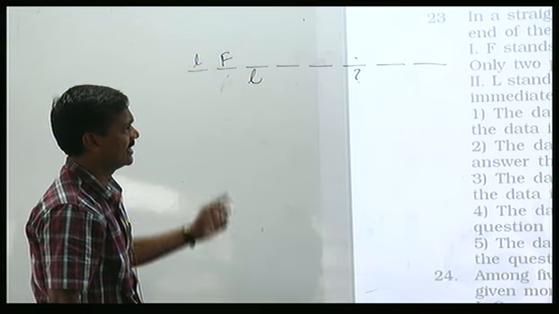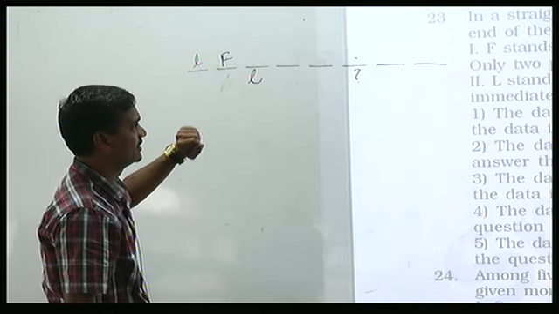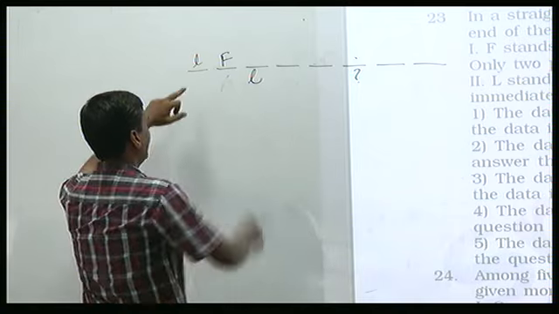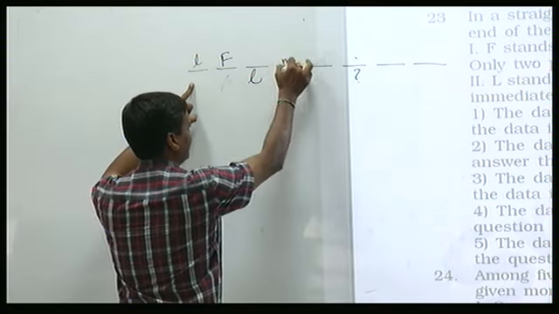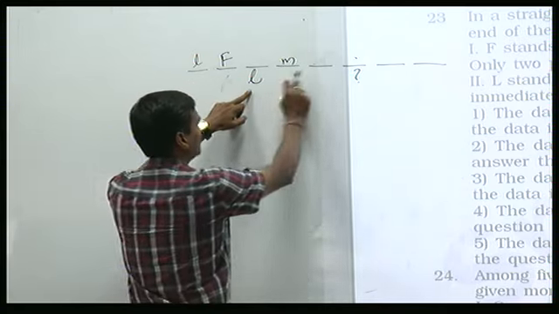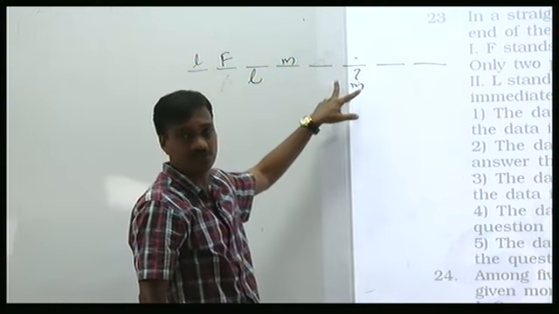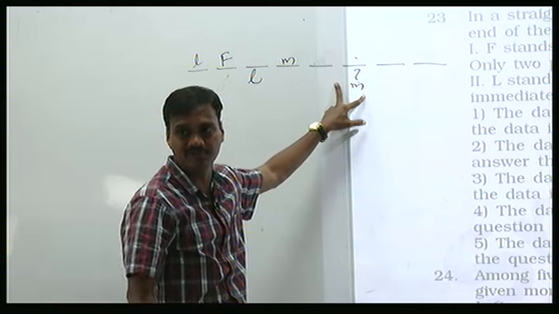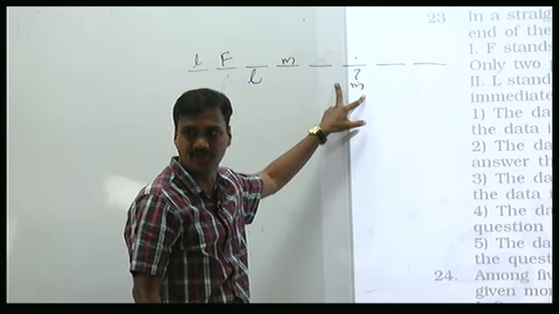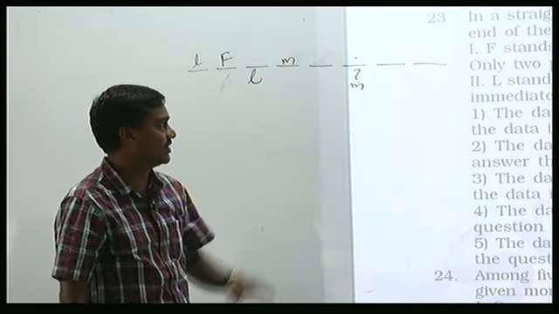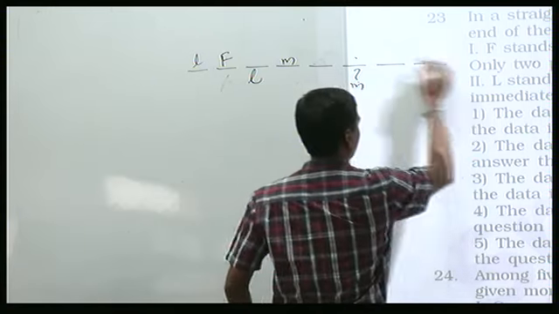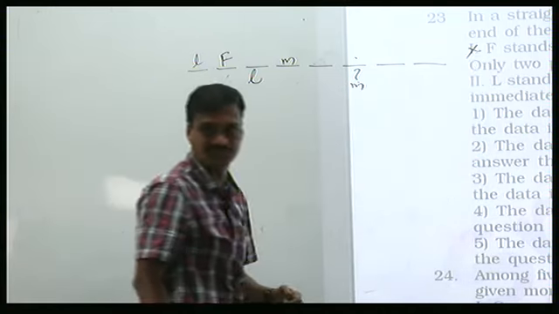L is an immediate neighbor of F. Then two people between L and M. If L is here, 2 people means M will be here. Or if L is here, 2 people means M will be here. Then, are we getting a unique answer? M may or may not be here. Either M could be here or some other person could be here. Hence, we are not 100% sure who will be at this place. Hence, 1 alone is not sufficient.